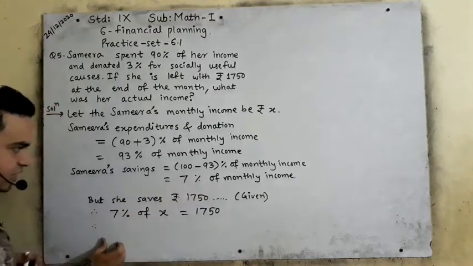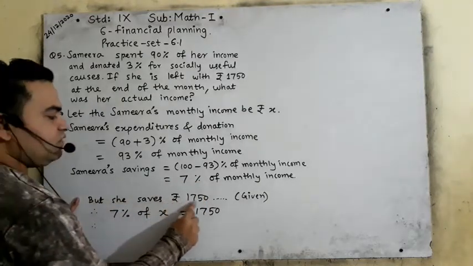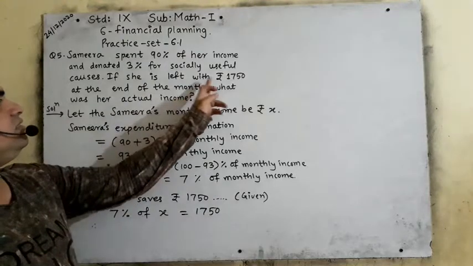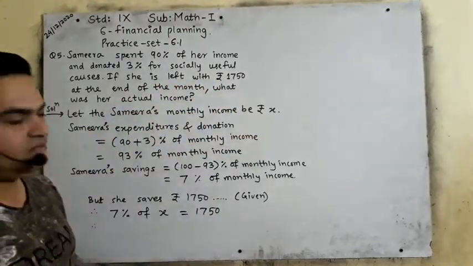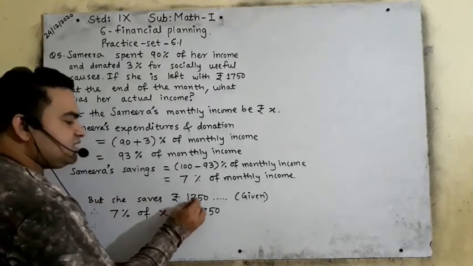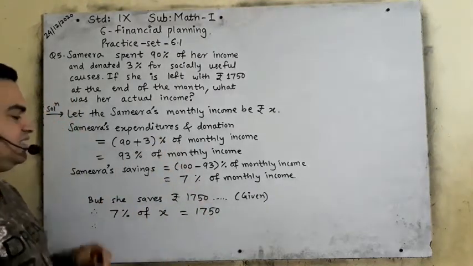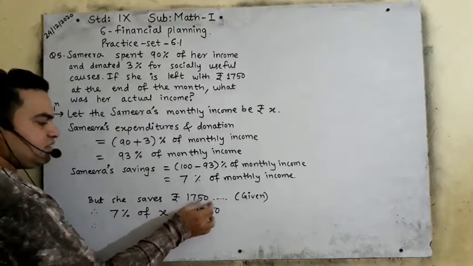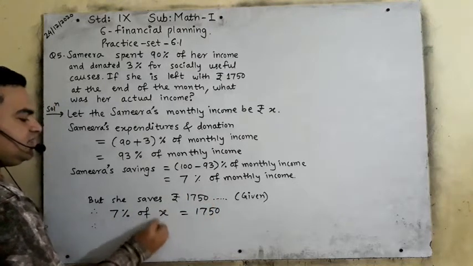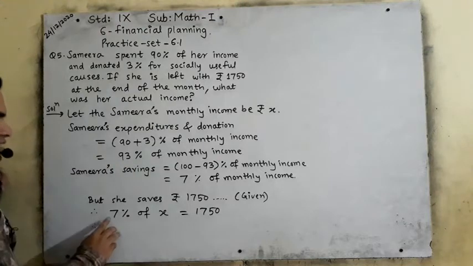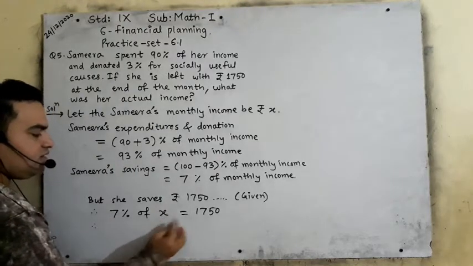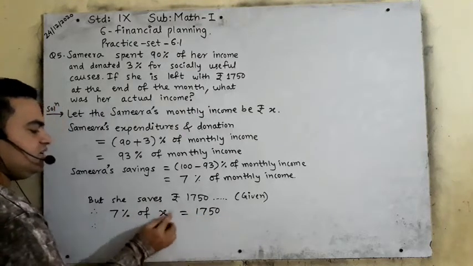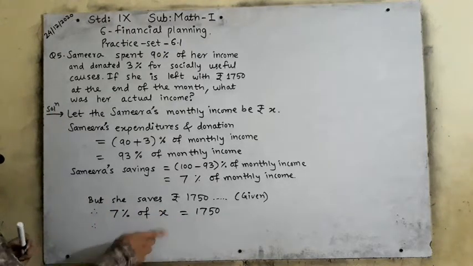Now you will utilize this 7%, because she saves rupees 1,750, which is given. At the end of the month she is left with rupees 1,750, the remainder, that is her savings. 7% of x, meaning 1,750 is 7% of her monthly income. Monthly income is x. See here, 7% of the monthly income of Samira is 1,750, right? 7% of what? Of her monthly salary. So now we have to find her monthly salary.